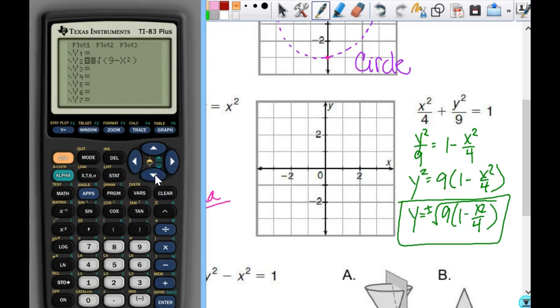I'm going to clear these out, and then I'm going to type in the square root of 9, and I've got to make sure I use my parentheses, 1 minus x squared divided by 4, and then the negative. Make sure you're using the negative and not the minus, or you'll be getting errors. Then close the parentheses and graph it.